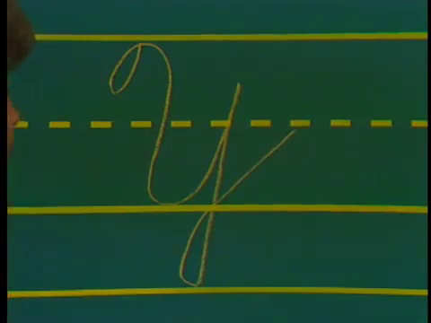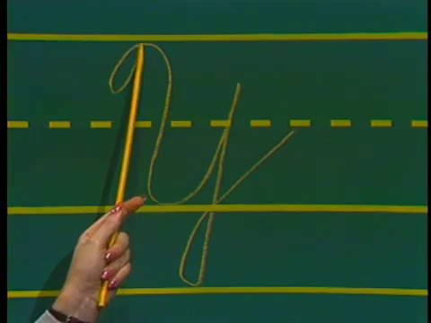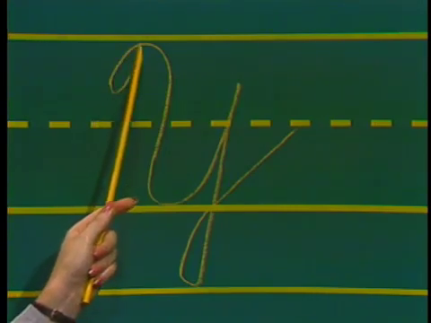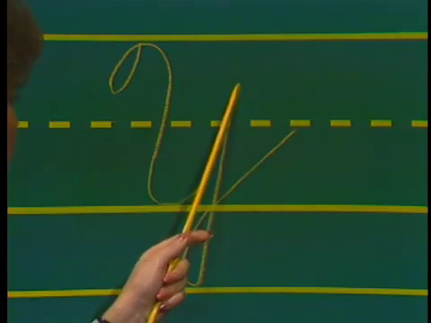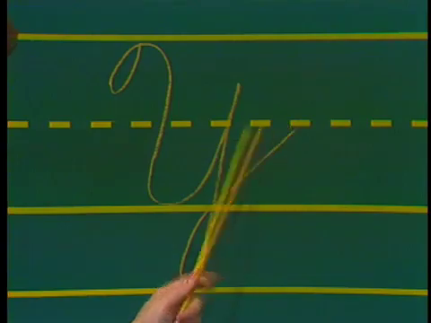midline for the finish. Hold your pencil in the air, and I would like for you to make the capital letter Y as I trace this. Ready? Begin. Vertical loop, curve forward, slant, undercurve, slant, overcurve.